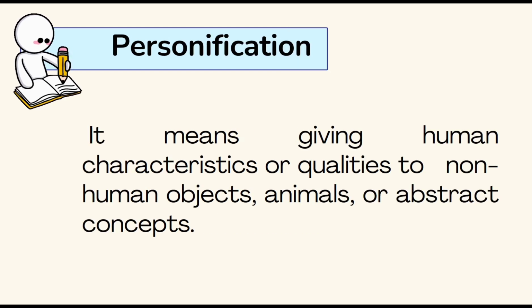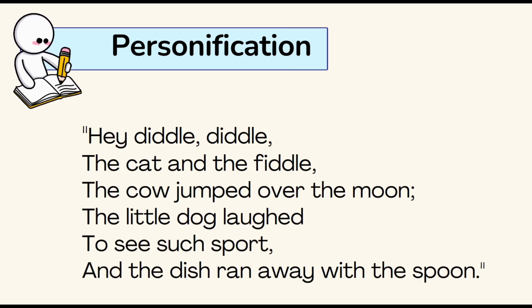The next literary device is personification. It means giving human characteristics or qualities to non-human objects, animals, or abstract concepts. Example, hey diddle diddle, the cat and the fiddle. The cow jumped over the moon. The little dog laughed to see such sport, and the dish ran away with a spoon.